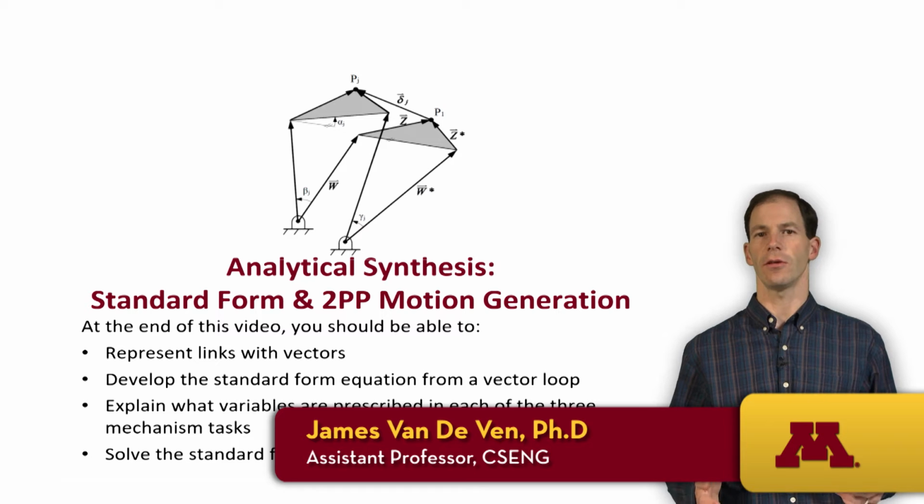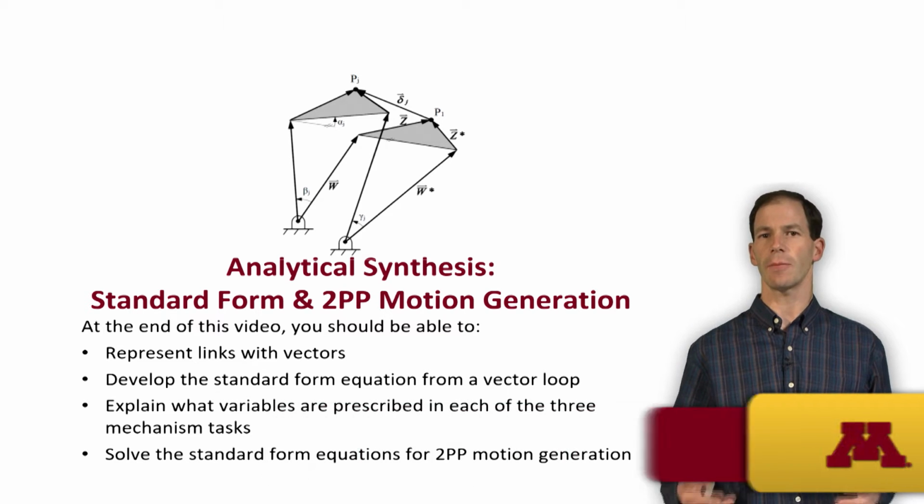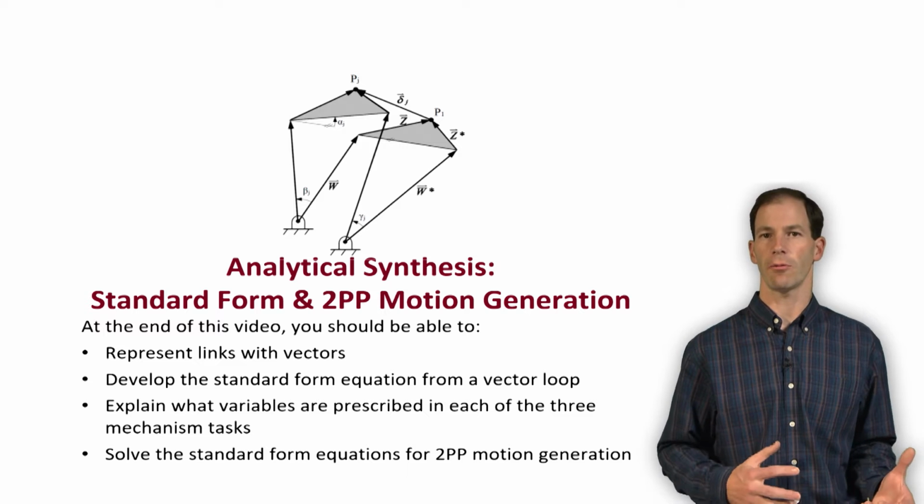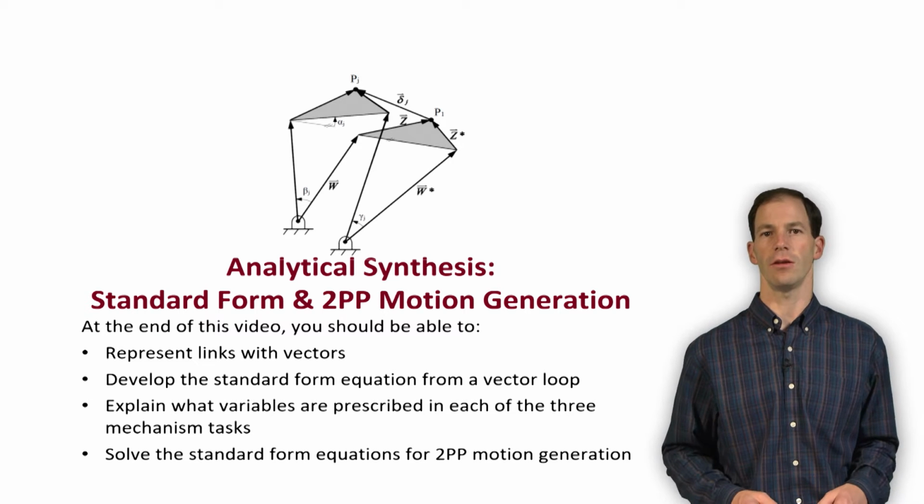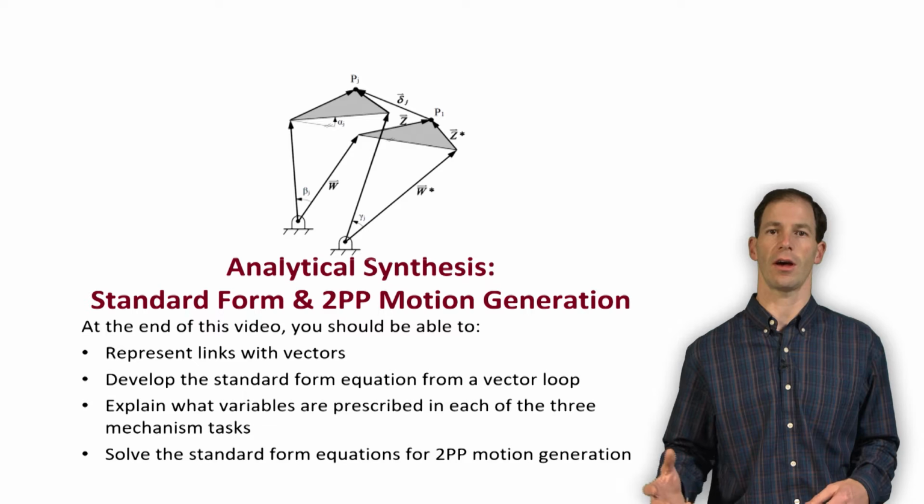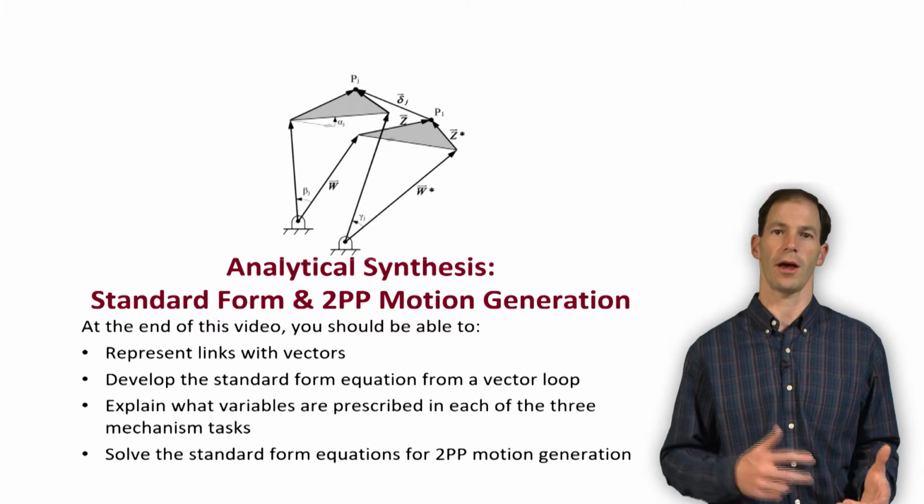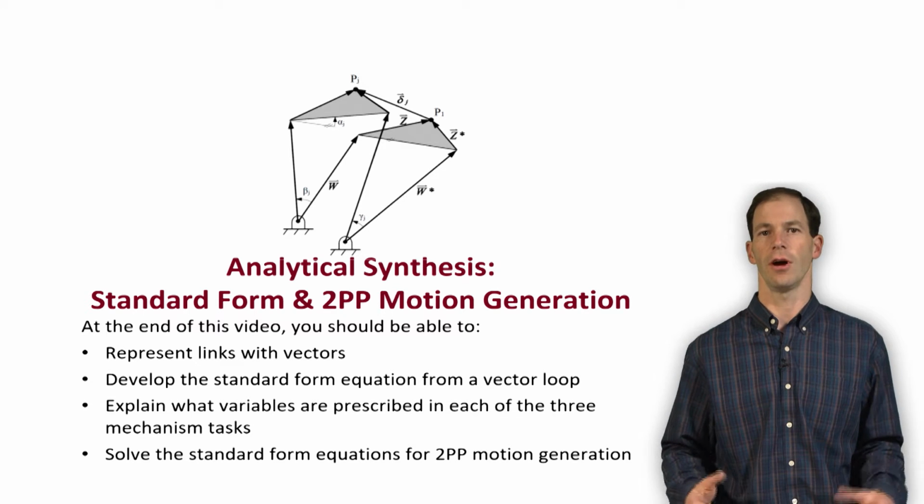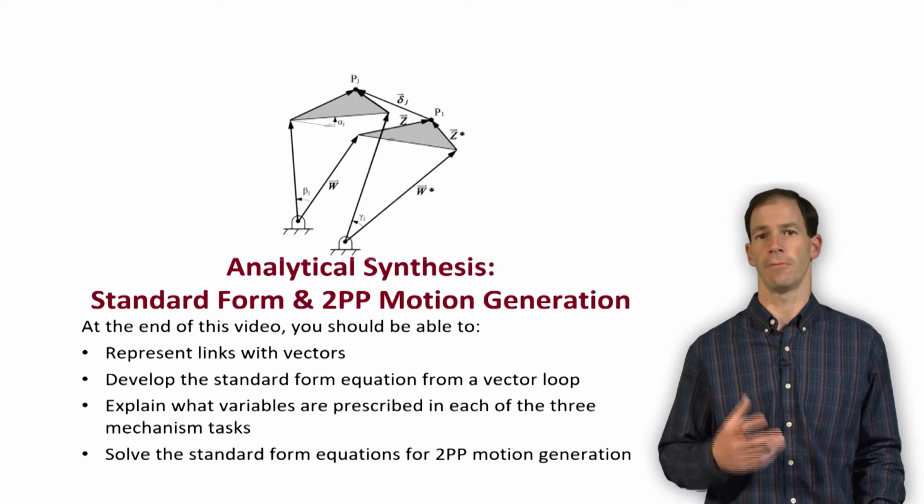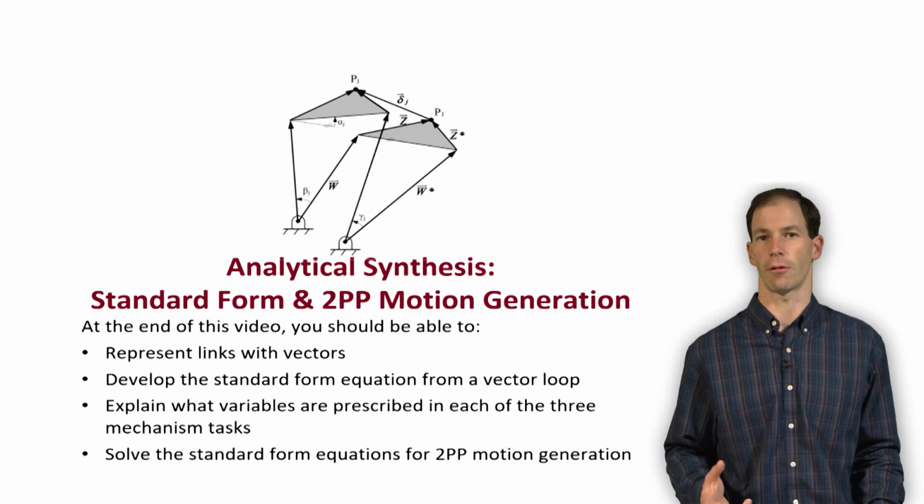Alright, so in this video lecture we are going to be looking at analytical synthesis and really just starting to set up the problem so that we can look at loop equations, vector loop equations, and then use those to talk about how we synthesize a variety of tasks, motion, path, and function, and then getting to actually doing a synthesis of a 2-precision position motion generator.